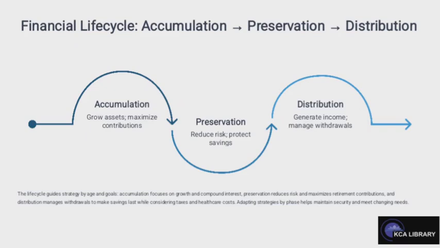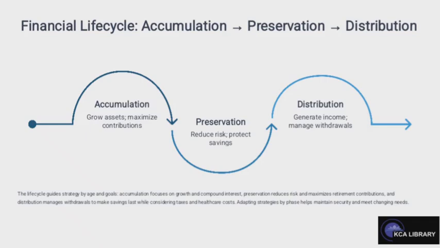For every person's financial life, there are three phases that finance goes through. First, it starts with accumulation. This is where you grow assets, you maximize contributions, you save. Then after you have saved and gathered money, you move to preservation. This is where you reduce risk. You go into strong insurance. You protect your savings and you invest. Then the third phase is the distribution phase, where you generate income and manage withdrawals.